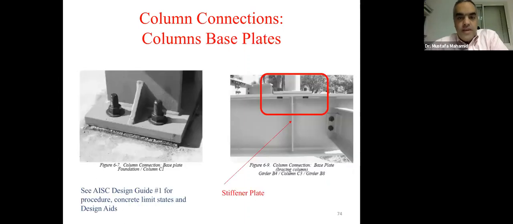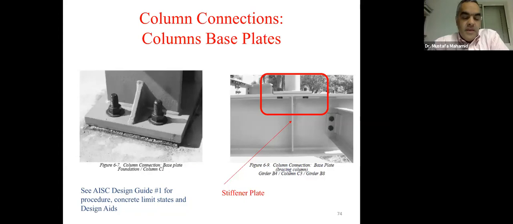And we also have column base plates. The column base plates could be connecting a column to a steel member, as you can see on the right figure, where we may need a stiffener to take all the load from the column that's supported by that beam. And so the base plate has to be designed to connect to the beam flange, or the base plate connected to a concrete foundation.